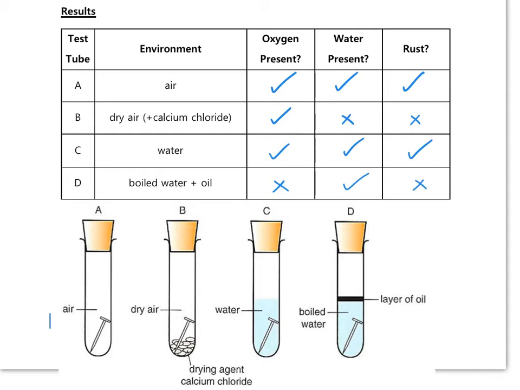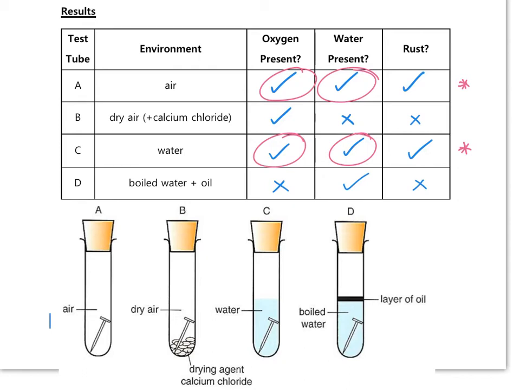So what can we see from these results? The only iron nails that rusted were in test tube A and test tube C. Did that match up with your prediction? If not, that's okay. It's just important that you understand why rusting occurred in test tube A and C, but not in B and D. What can we see from our results? Well, if rusting only occurred in test tubes A and C, those are the only test tubes that contained both water and oxygen. So when water and oxygen are present, rusting does occur.